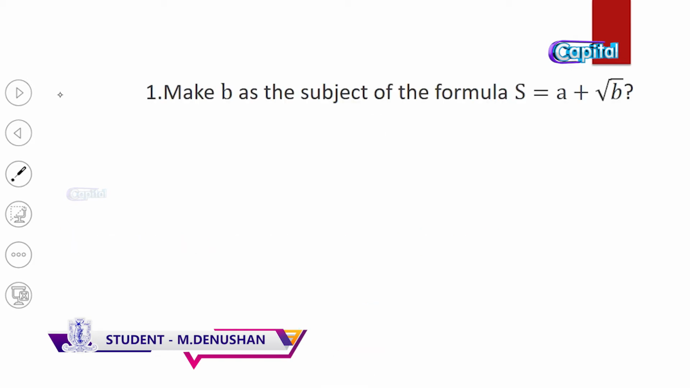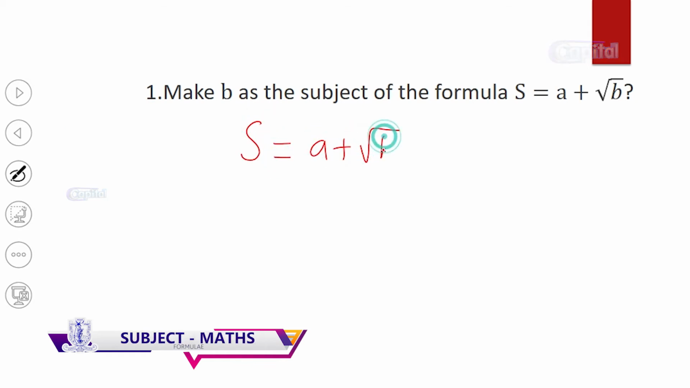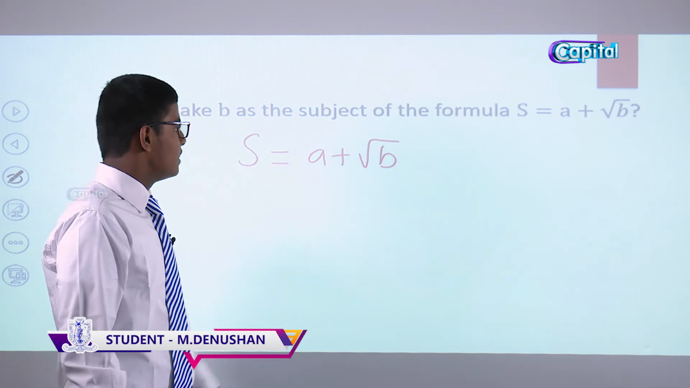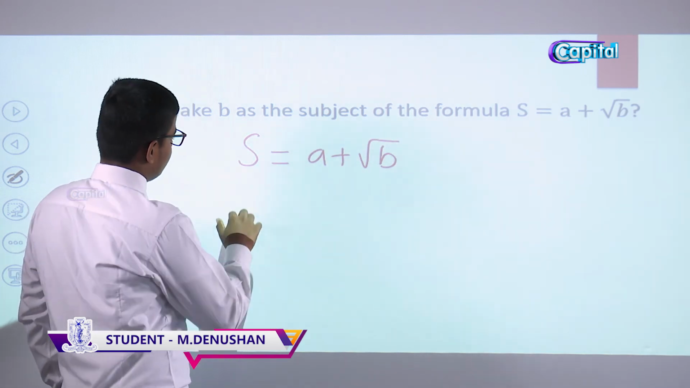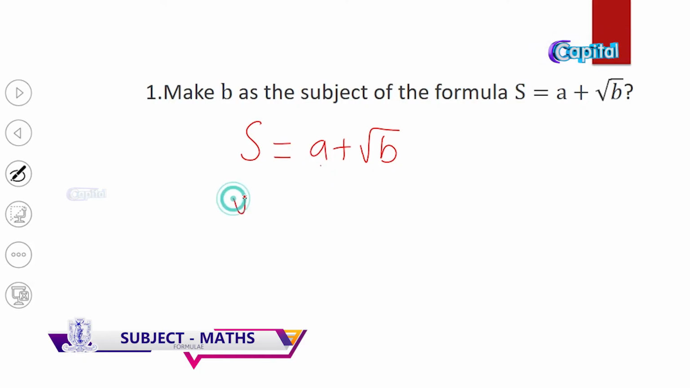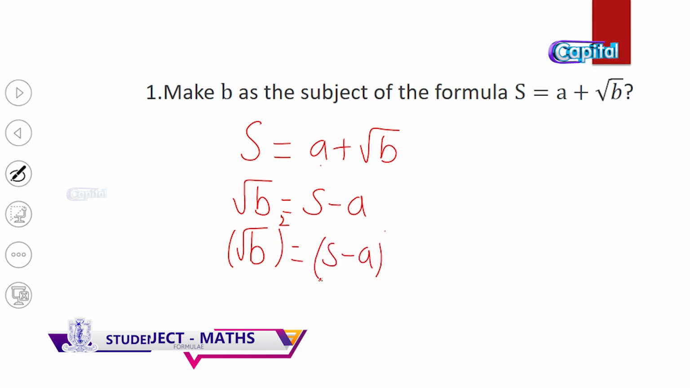Now let's look into the exercise. In the formula s is equal to a plus root b, we have to make b the subject of the formula, but b is inside the root. First, we have to make root b the subject of the formula. For that purpose, we have to subtract a from both sides. By simplifying, we obtain that root b is equal to s minus a. Then we have to square both sides to remove the root symbol on the left hand side of the equation. By simplifying, we obtain the answer b is equal to (s minus a) squared.